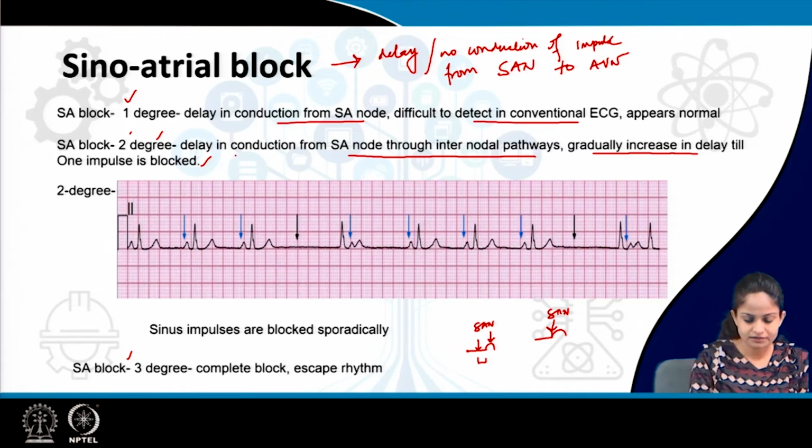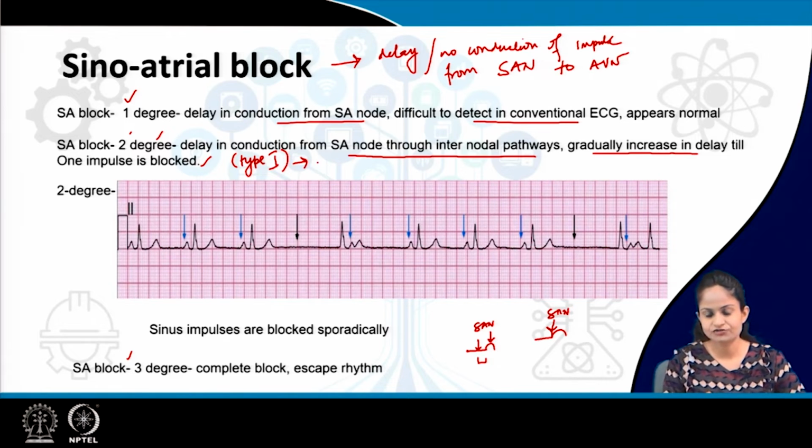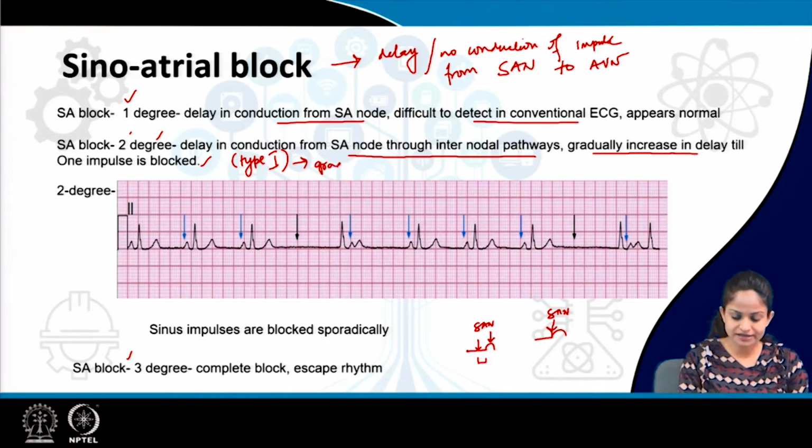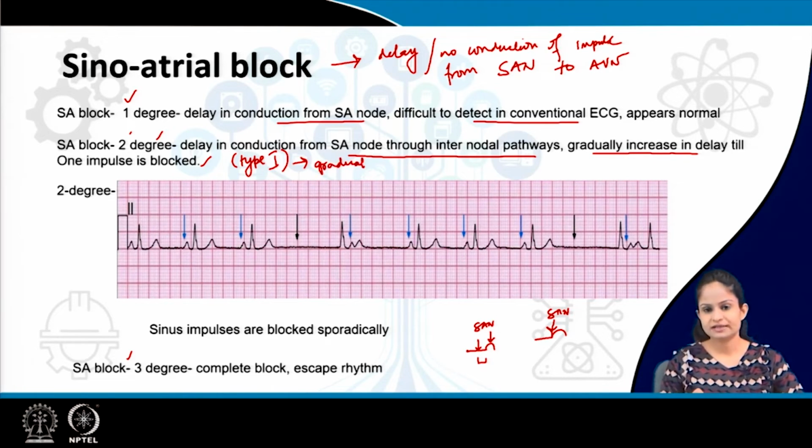So, second degree type 1, there is a delay in the conduction from the SA node through the internodal pathways, and this delay is usually gradual, which means the P wave, the atrial depolarization, which is occurring in suppose 0.2 seconds, in the next rhythm will occur in around 0.4 seconds, in the further rhythm it will occur in around 0.6 seconds. In this way finally, at one point will come when you will not get any rhythm.